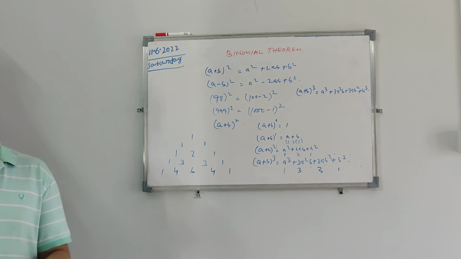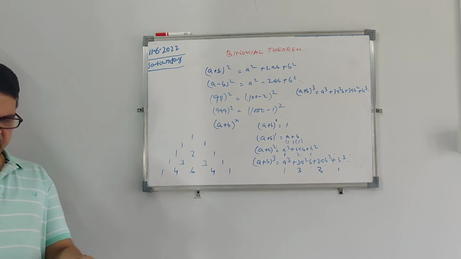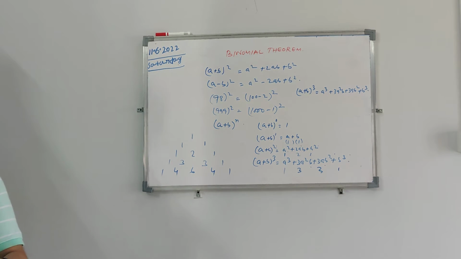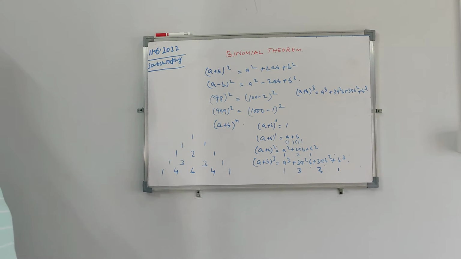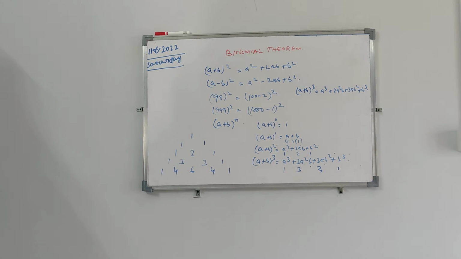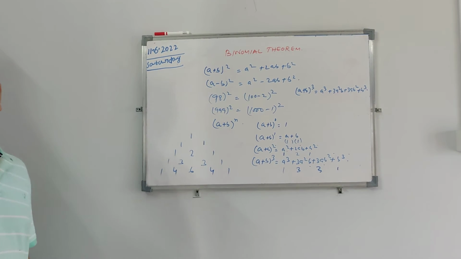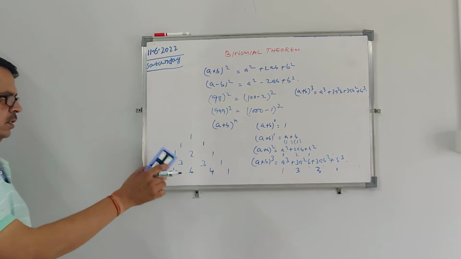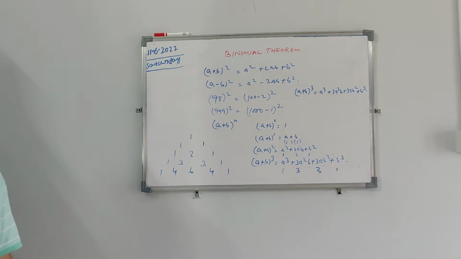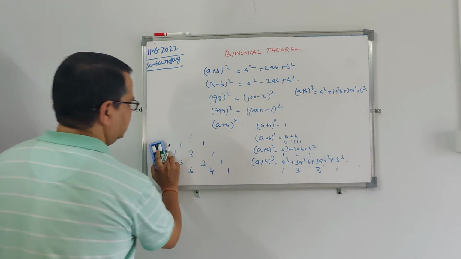Without getting into much detail, we will not get into the details of the derivation at this stage. Finally, we will go to the governing equation of the binomial theorem. Quickly, we will go through that. These are the properties: the sum of indices on the left side and right side are the same, and the coefficients form a triangle like this.